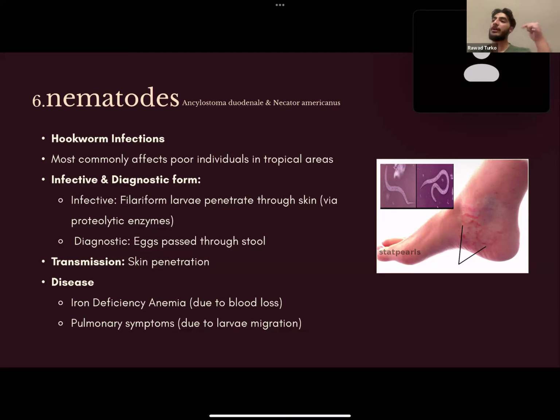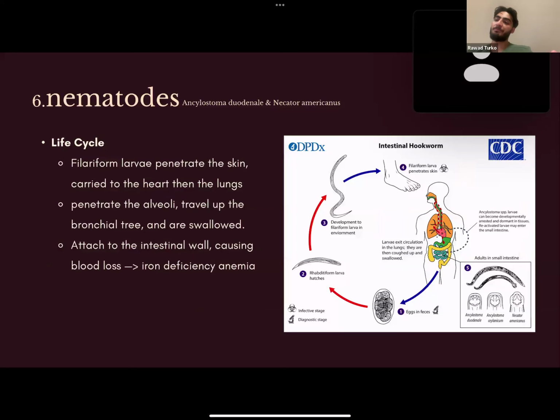Okay, this is similar to the trichuris infection in that it causes anemia. This is causing iron deficiency anemia, also due to the blood loss, and pulmonary symptoms due to larva migration. So this is a similar presentation to trichuris. Okay, so the filariform larva.